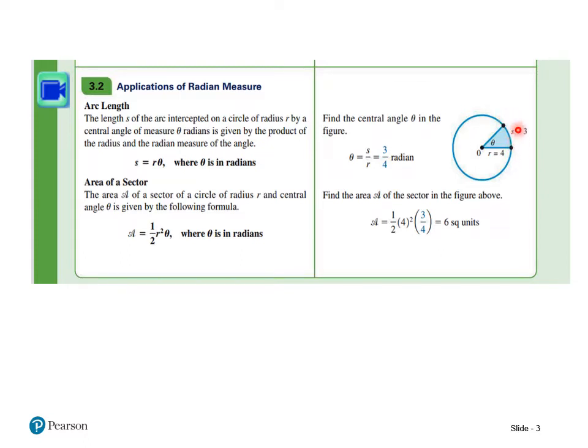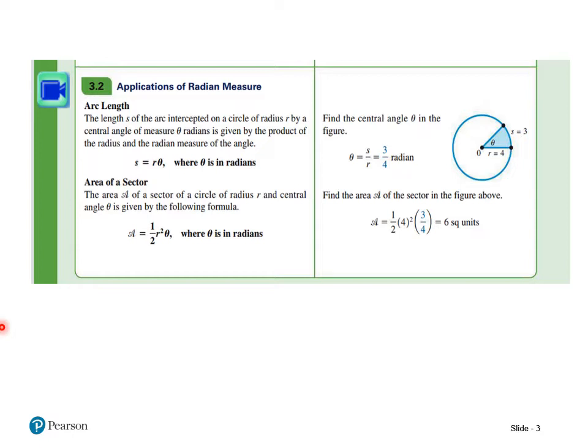So here we have an arc length that's denoted by the letter S. We have the radius denoted by the letter R. And then we have an angle denoted by the Greek letter theta, okay? Now, all of these formulas that we're using in this chapter require that you use angle measurements in radians. These formulas do not work in degrees.